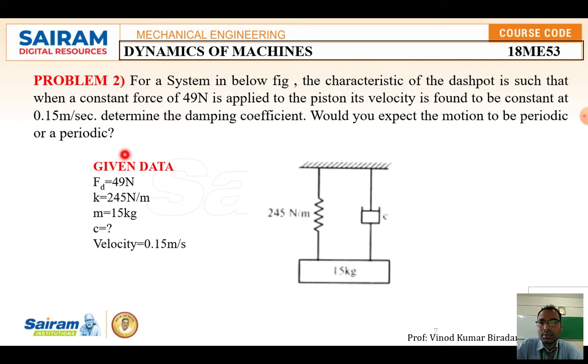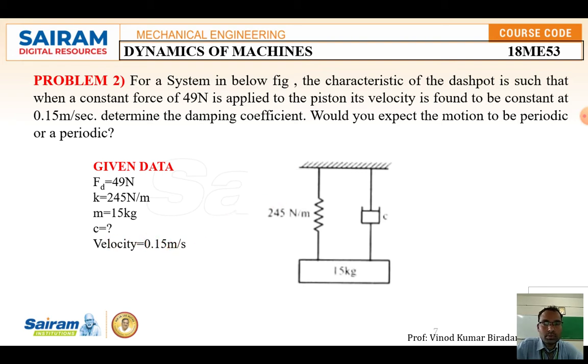Here what they have given: a constant harmonic force, that is the external force Fd, the damped force, is equal to 49 Newton. Note down the given data: the spring stiffness is 245 Newton per meter, and the mass is 15 kg. You need to calculate the damping, and when you apply this force, the velocity, that is x dot, is 0.15 meter per second.